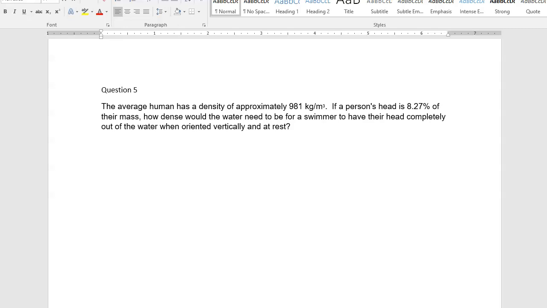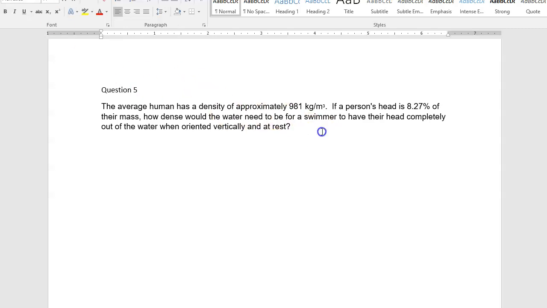So the average human has a density around 981 kilos per cubic meter. And so if you want to figure out what fraction of a cubic meter you are, you can take your mass in kilos, divide it by 981. So if you want a person's head, which is about 8.27% of their mass, out of the water, how dense would the water need to be for a swimmer to have their head completely out of the water when oriented vertically in the water at rest?